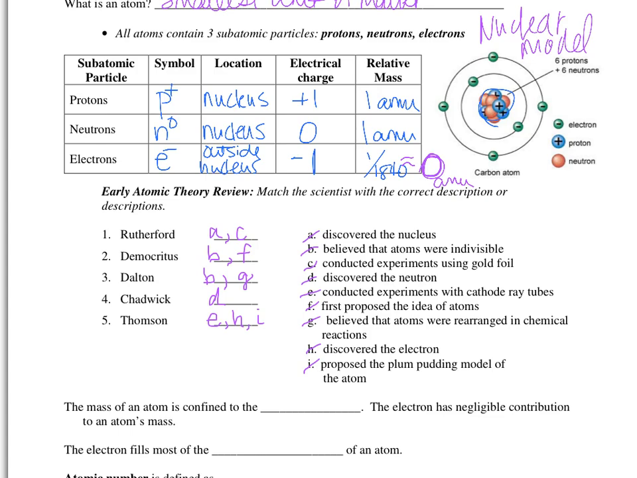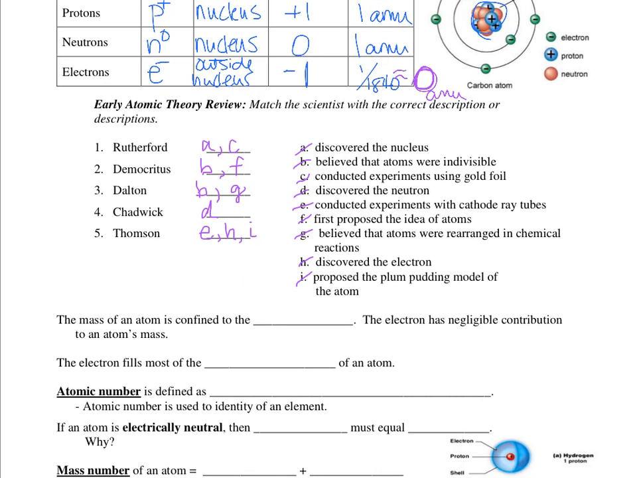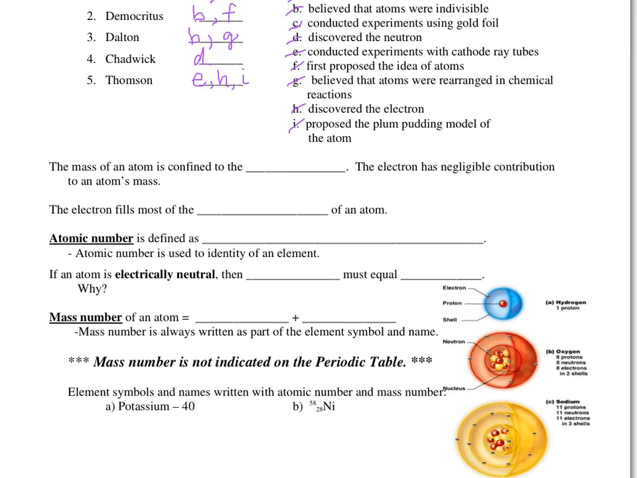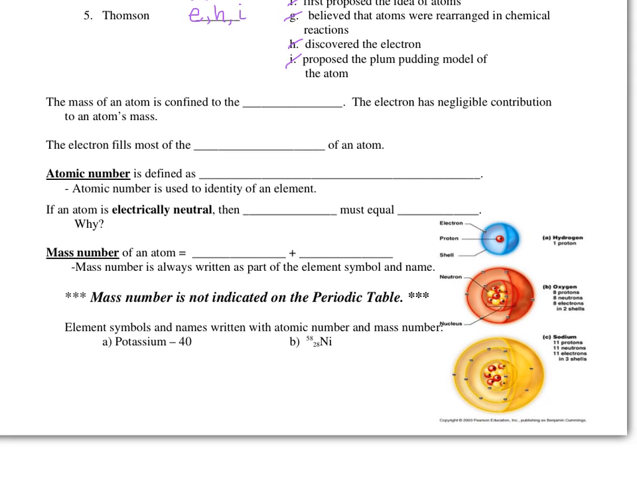All right, so let's talk about what we can use this information that these men discovered for, and how we can use this information to help us look at atoms individually as elements. The mass of an atom is going to be confined to where? So based on the picture I showed you, where was all the mass? The mass was all with the protons and the neutrons, which means it's in the nucleus. And the electrons have negligible contribution, which we talked about. They're so small that we just ignore them in terms of mass.